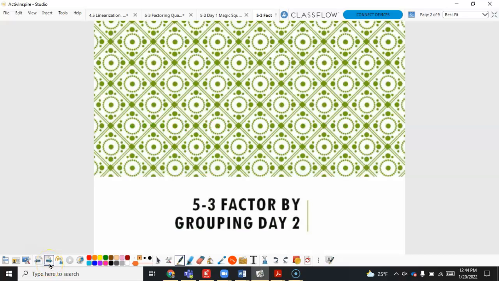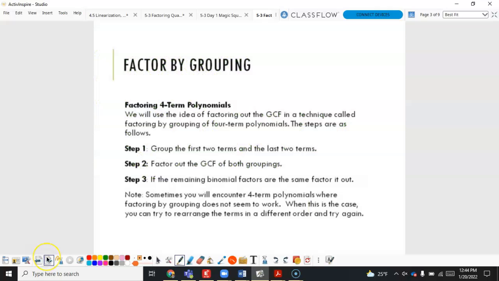So today our focus is on factor by grouping. So what we're going to do is take polynomials that are 4 terms, and we're going to group the first 2 terms and group the last 2 terms. So quadratics are typically 3 terms. However, we can have quadratic expressions that are 4 terms if they involve more than one variable. So we're going to use the idea of taking out a GCF, and this technique is called factor by grouping.